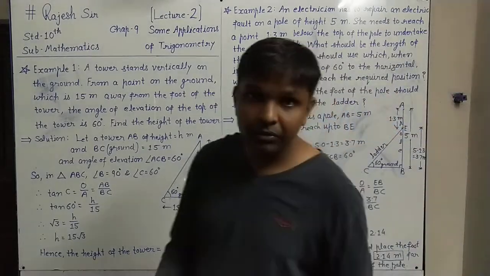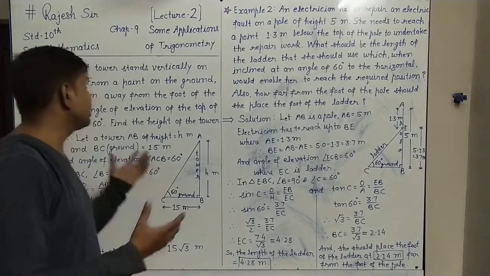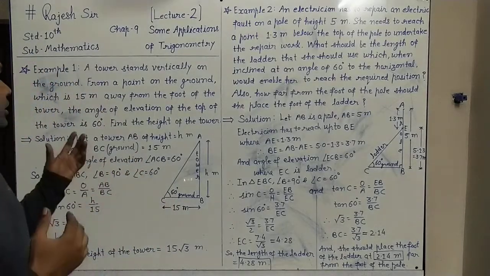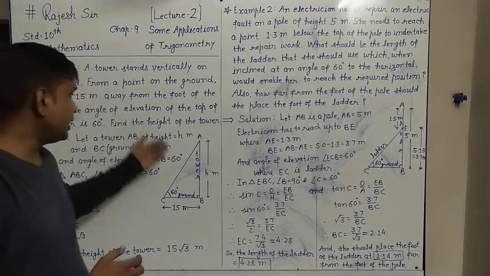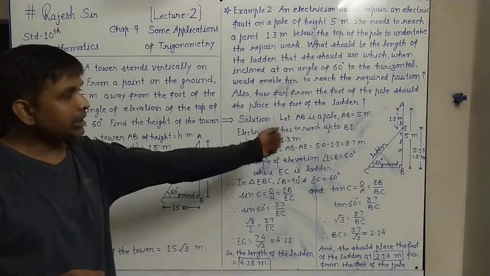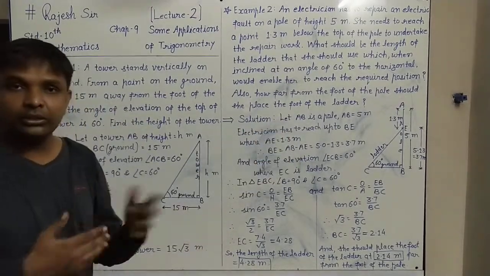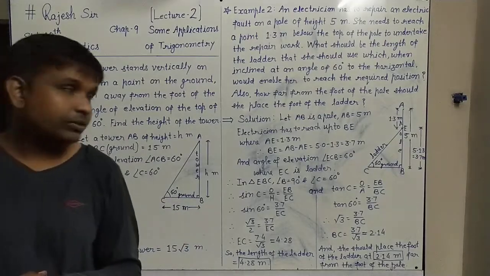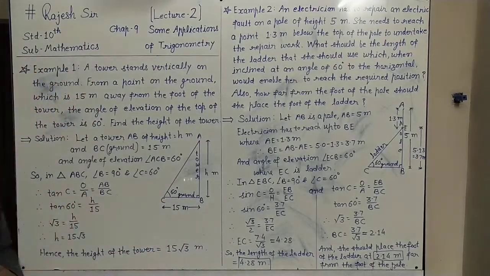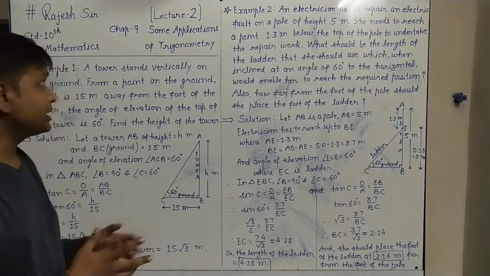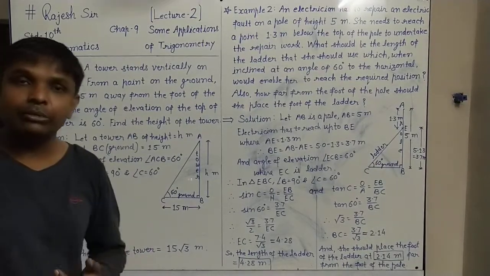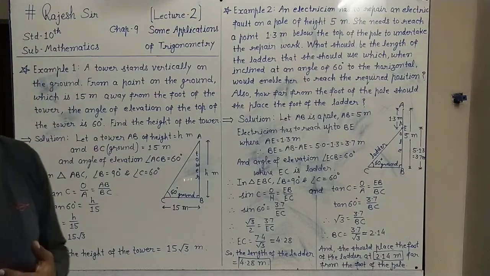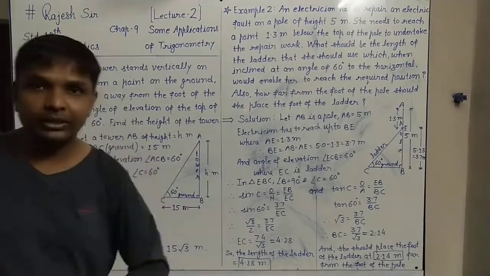This way, examples 1 and 2 we have solved using trigonometry. From an application point of view, we have applied this to find the height of the tower, the length of the ladder, and the distance on the ground. So we are finding height and distance in this type of example, and in the next examples we will see some more in which we find height and distance using trigonometry. Thank you.